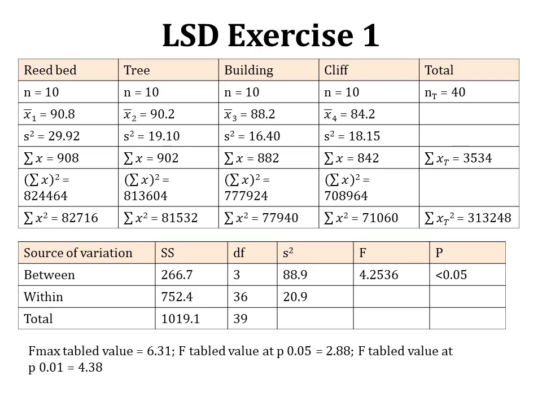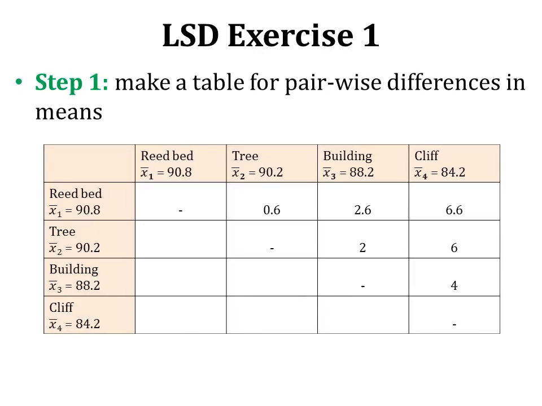Here we can see that the difference between the mean values is significant. The mean values are 90.8, 90.2, 88.2, and 84.2. The ANOVA is telling us that there is a difference in the overall comparison. Now we need to figure out which means are specifically different from each other. So in step number 1, we are going to make a table of pairwise differences in means.